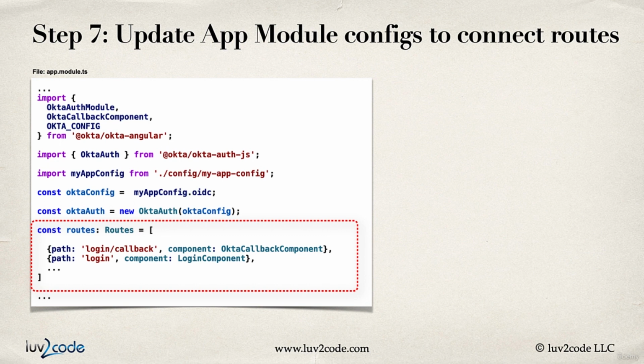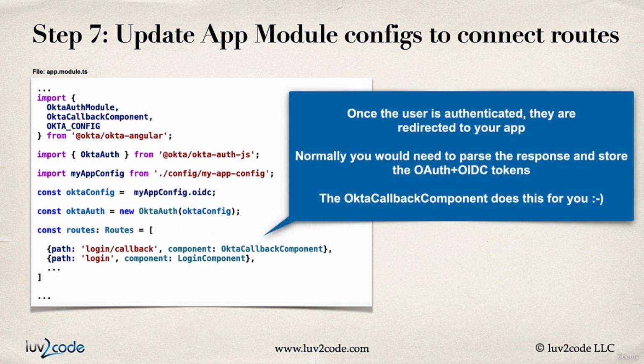We have a route for login/callback, and then also a route for login. So login will go to the login component that we just created in the previous slides. We saw all the code for it. But you may wonder, what's this Okta callback component? Of course, it's something from the Okta SDK. Once the user is authenticated, they are redirected to our application. Normally we would have to parse the response and store the OAuth or OpenID Connect tokens. But the Okta callback component will do this work for you. There's no need for us to do any of the low-level coding. So we simply allow the Okta callback component to handle this work for us.